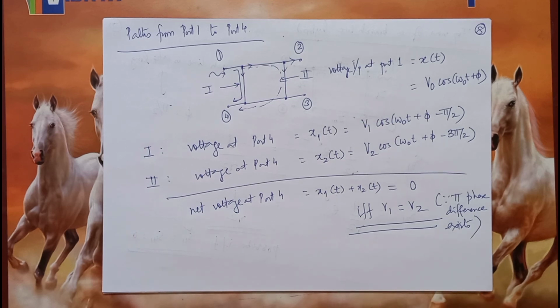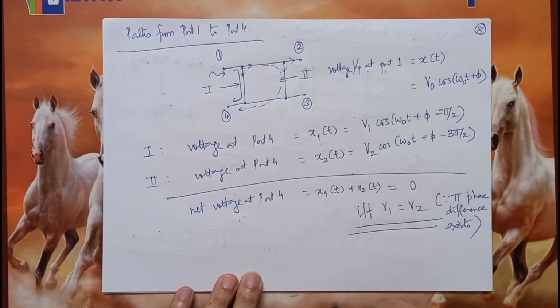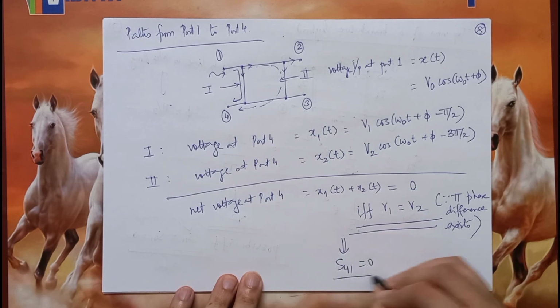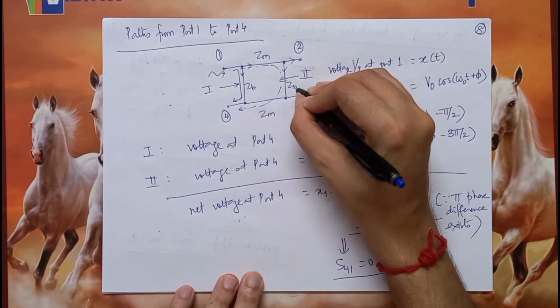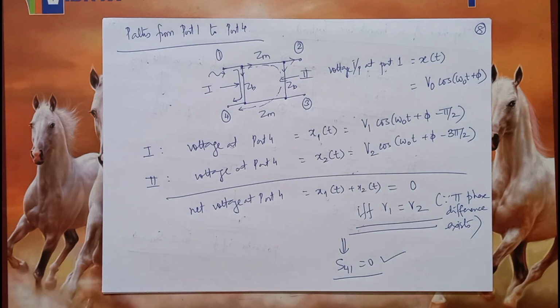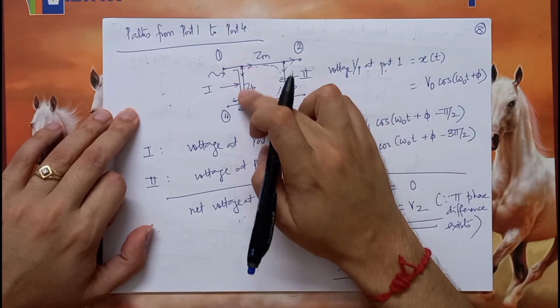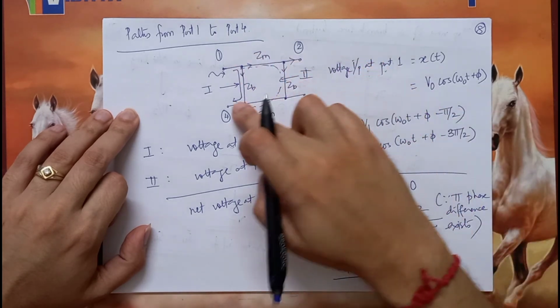So now, if V1 equals V2, the net voltage at port 4 can be made 0. Therefore, under this condition S41 will be 0, which is doable. Now suppose this is Zm, this is Zm, this is Zb, and this is Zb. Can we try to ensure some relation between Zm and Zb and try and make V1 equals V2? Now, notice that the V1 voltage corresponding to x1 travels a shorter path, whereas the x2 of t or the V2 travels a longer path.